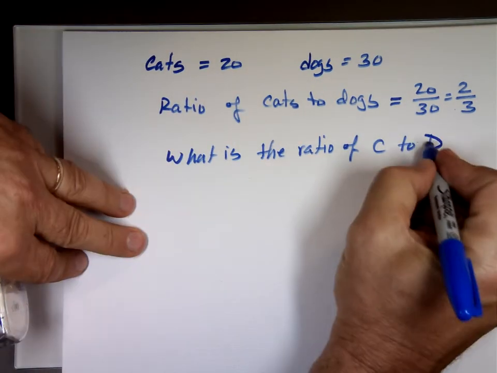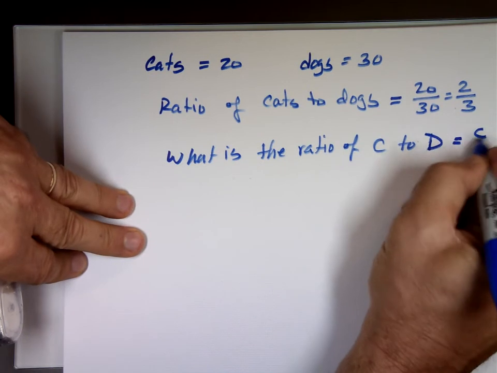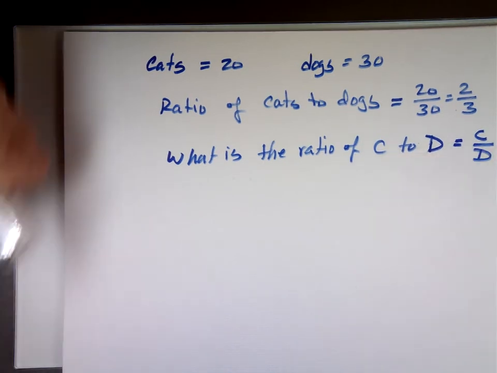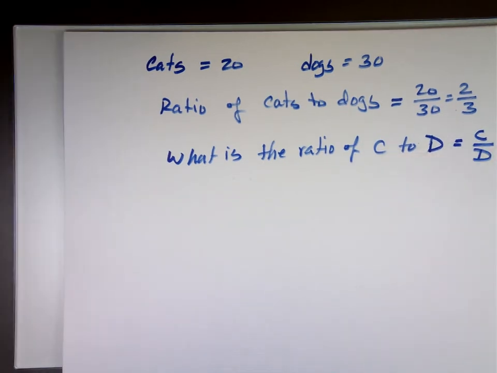Cows to donkeys, so that'll be cows on the top, donkeys on the bottom. So the ratio could be anything.